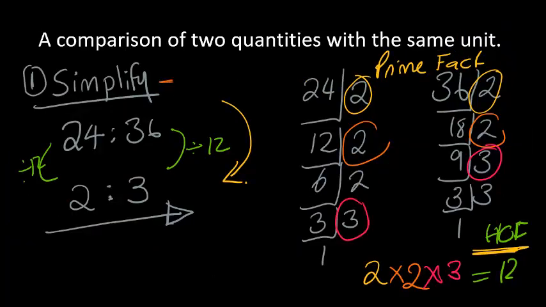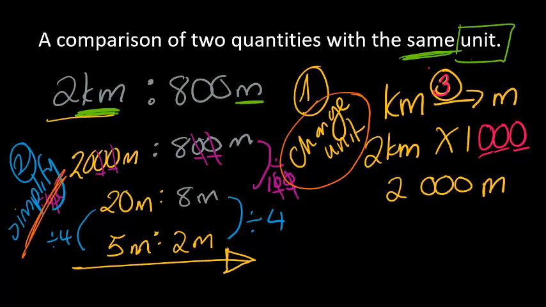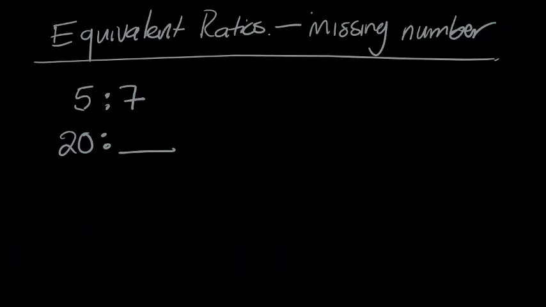The second thing that you need to be able to do is make sure you have the same unit. The next thing that you need to be able to do is find the equivalent ratio or find the missing number.